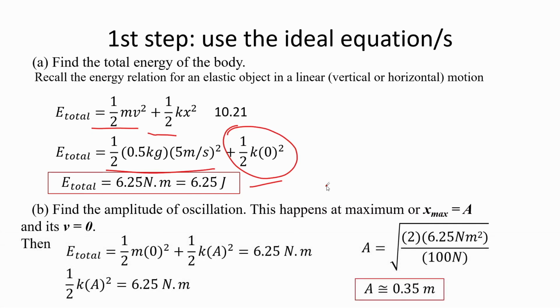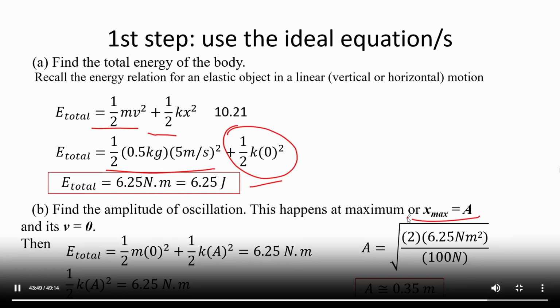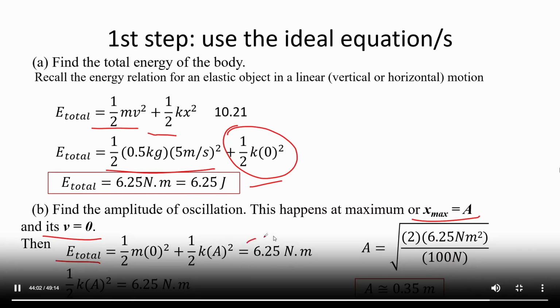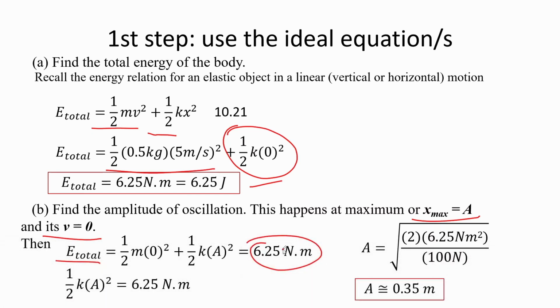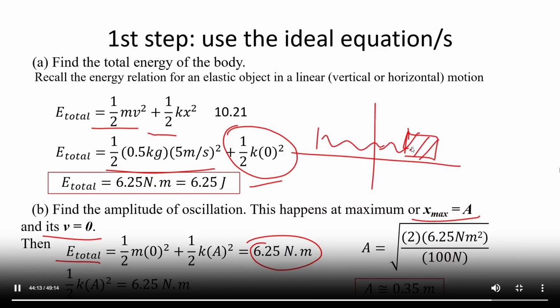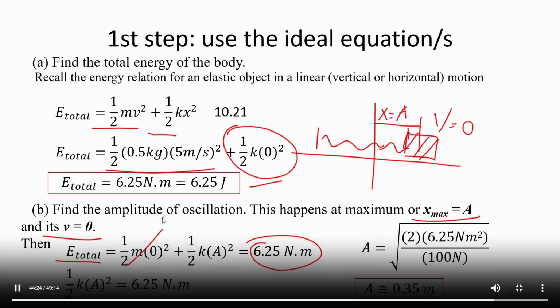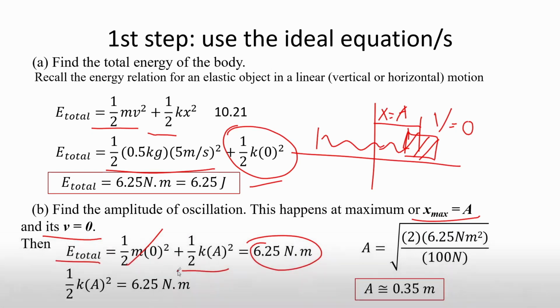Next is to find the amplitude of the oscillation. The amplitude is found at the maximum displacement. At equilibrium, x is equal to 0. The displacement is maximum when the velocity at that point is 0. So we look at the energy function again, which we already know is 6.25 newton meters. At the spring's maximum stretch, the velocity is 0 and x is equal to the maximum, so it has stopped. What remains is only the elastic potential energy in the spring.